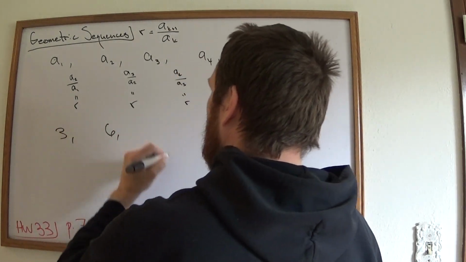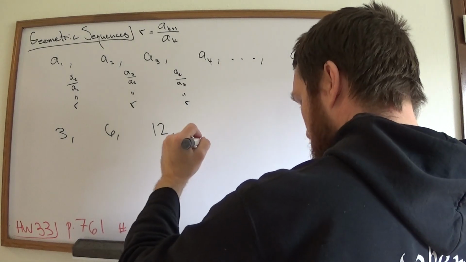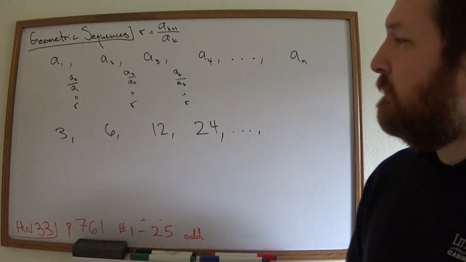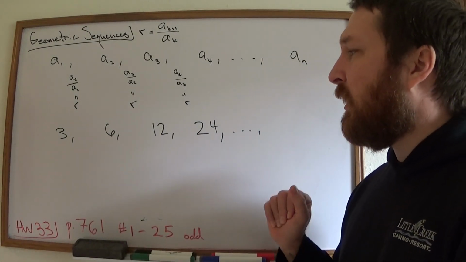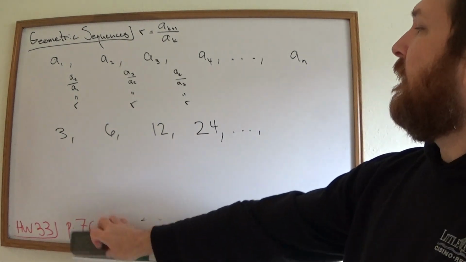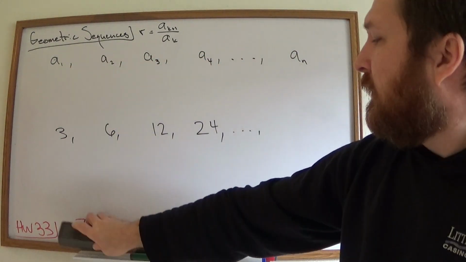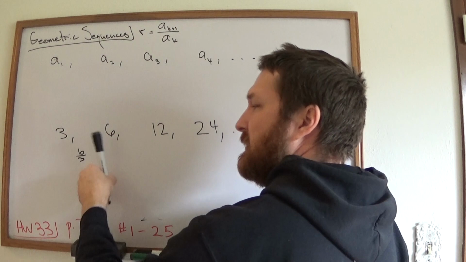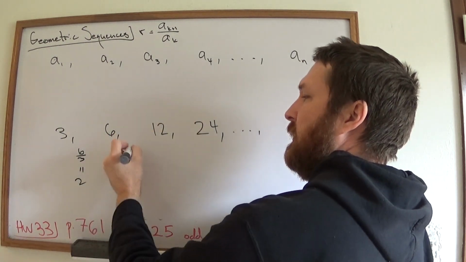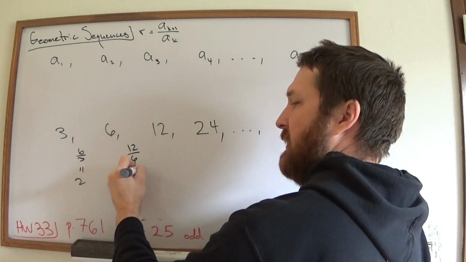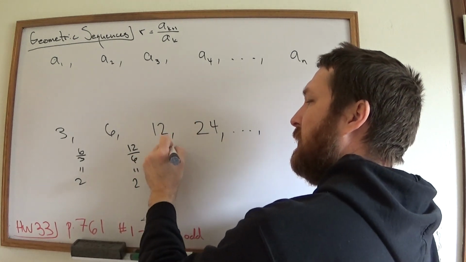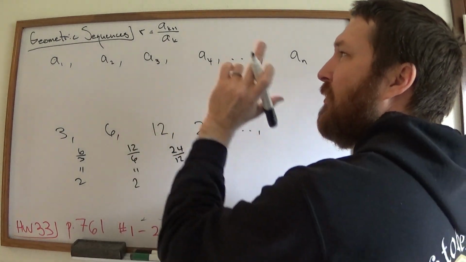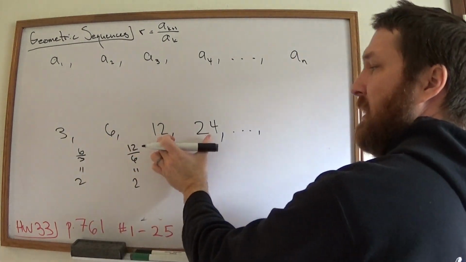3, 6, 12, 24. Okay, see if you can tell what R is. What you're going to do is just take the next one and divide by the previous one. If we take 6 divided by 3, we get 2. Is it the same thing if I do 12 divided by 6? Yeah, I still get a 2. Is it the same if I take 24 and divide by 12? Yep, I still get a 2. So it's a constant ratio between each pair as we go along, okay?